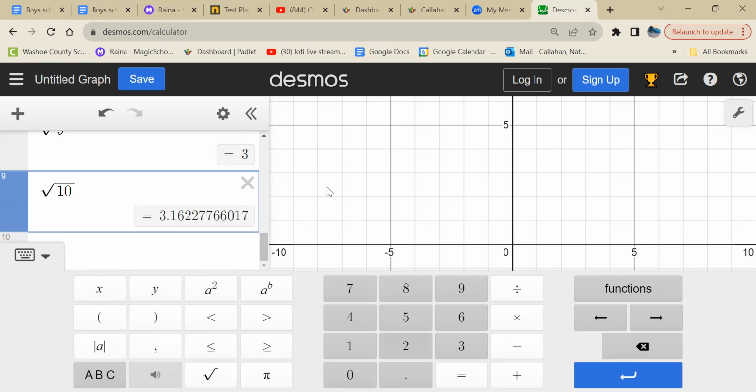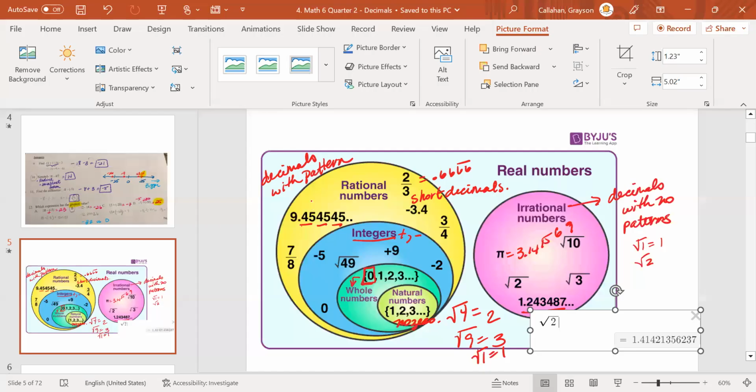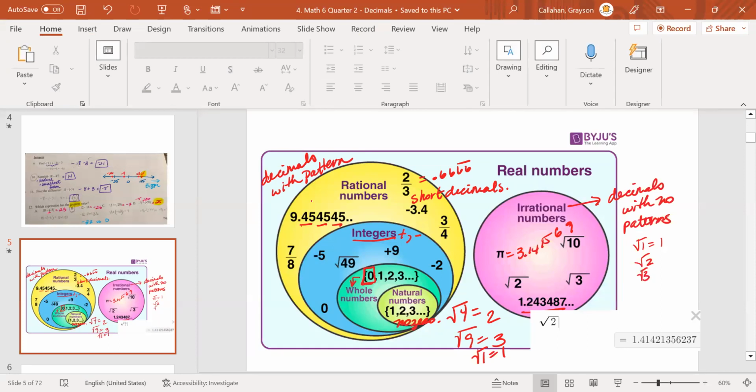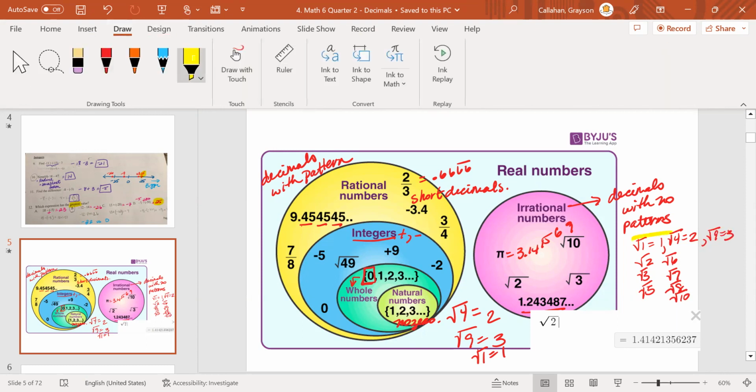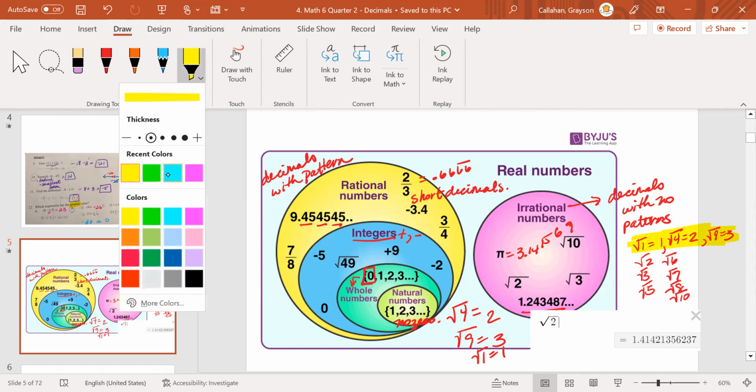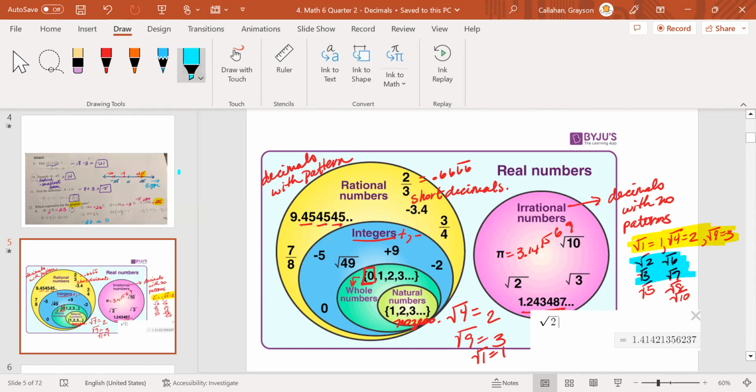So the pattern that we see here is that square root of 2, square root of 3, square root of 4 will give you a 2, which is a whole number. 5, 6, 7, 8, 10. So the ones I'm highlighting right now in yellow, these are always going to be a rational number, like a whole number. The ones that I'm highlighting in blue, all of these right here will give you an irrational number. Do you see that?